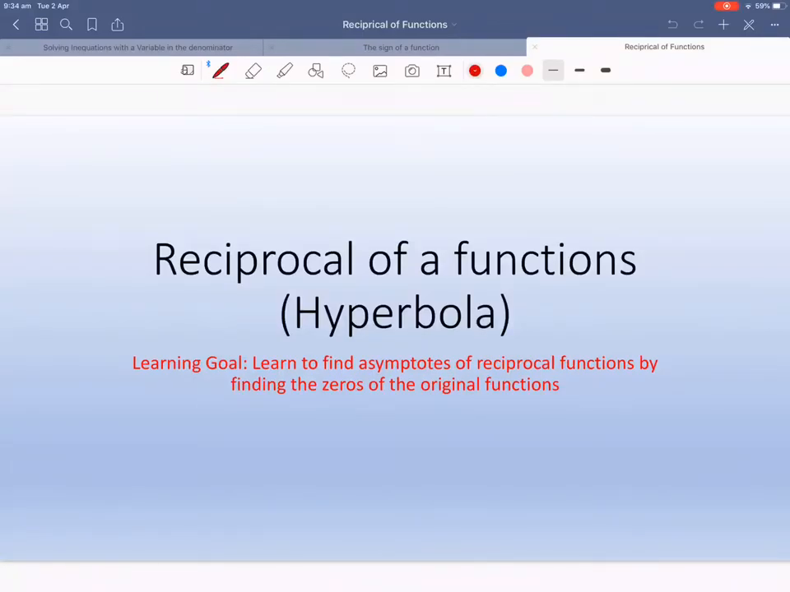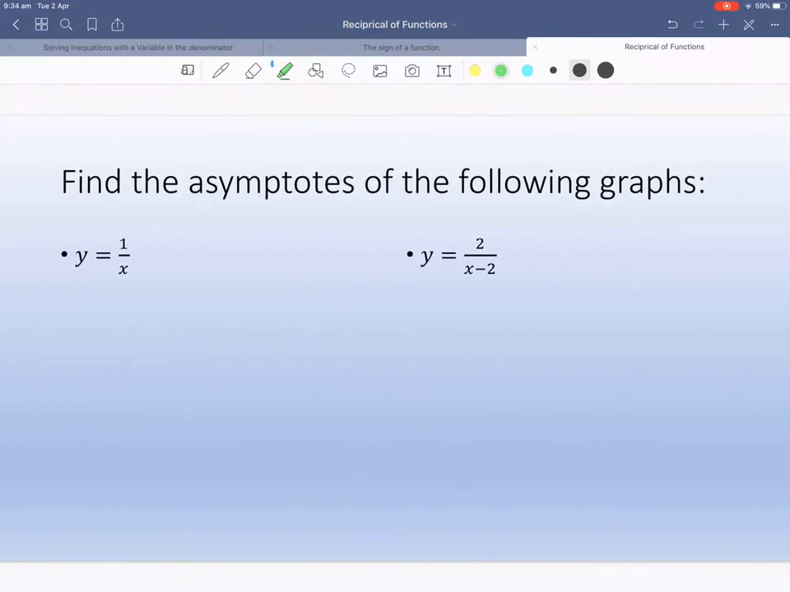Alright, so in this lesson we're going to do the reciprocal of functions. We're going to introduce this using the hyperbola, which we have looked at already, which is really good. We're going to learn to find asymptotes, essentially more vertical asymptotes, but we are looking at horizontal asymptotes too. So let's just get straight into it.